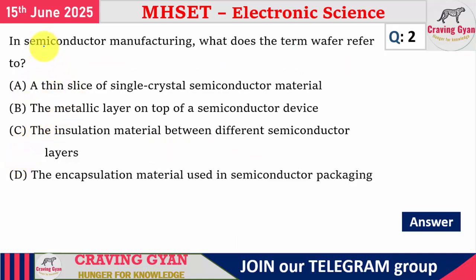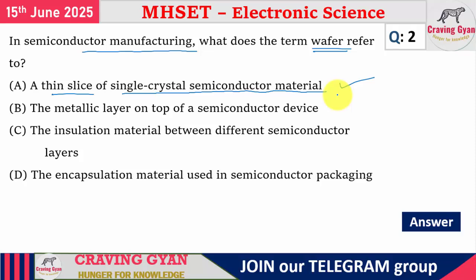In the second question, what they have given is, in semiconductor manufacturing, what does the term wafer refer to? In the CMOS VLSI lecture, in the fabrication part, I told you to take a wafer of some diameter. In that, you are going to realize a transistor. So it is a thin slice of a single crystal semiconductor material. This option is correct. You take silicon, and you can go for doping at this stage or at a later stage.